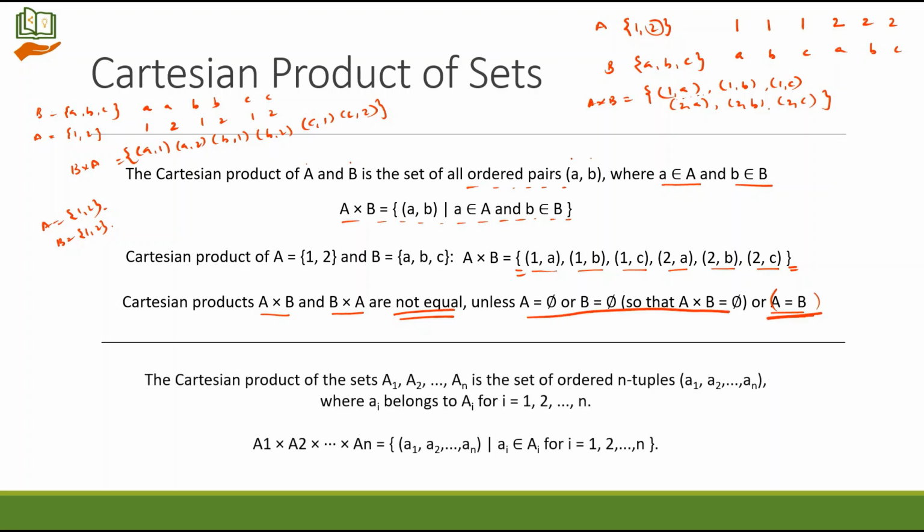Now let's see a generalized statement. The Cartesian product of the sets A1, A2 till An is the set of ordered n-tuples (a1, a2, till an) where ai belongs to set Ai for i equal to 1 to n. They say a1 belongs to A1, a2 belongs to A2, a3 belongs to A3. This is what they mean by ai belongs to Ai. This statement is mathematically expressed in this way.